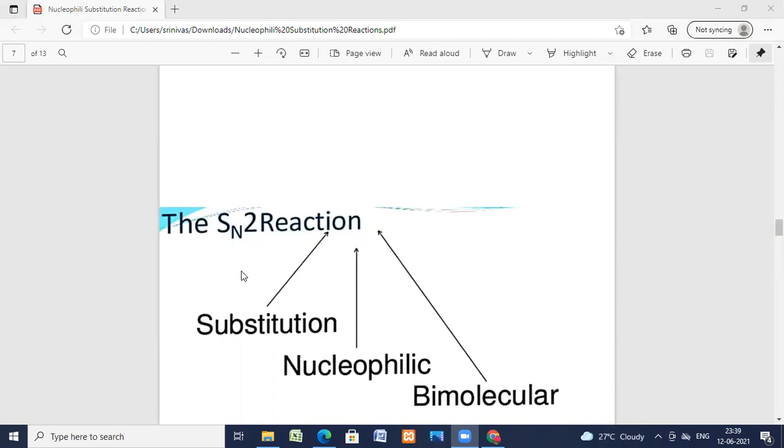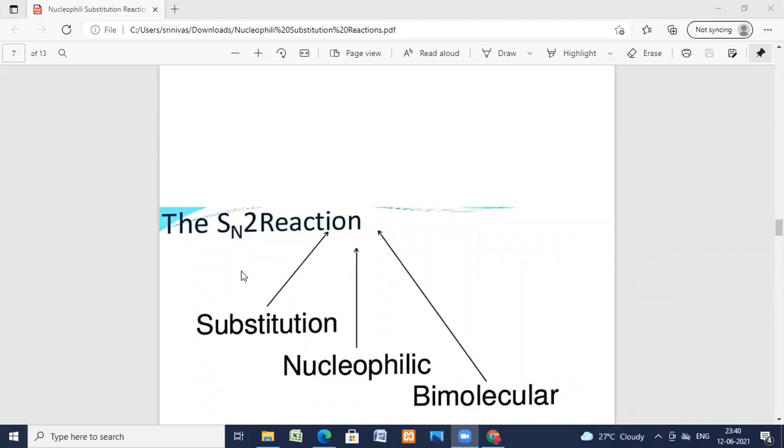Walden inversion is observed in SN2. Partial racemization is seen typically in optically active alkyl halides for SN1. Steric hindrance will influence the rate of the reaction for SN2. Electronic factors influence the rate of reaction largely in SN1. High concentration of the nucleophile favors the reaction for SN2. Low concentration of the nucleophile favors the reaction for SN1.